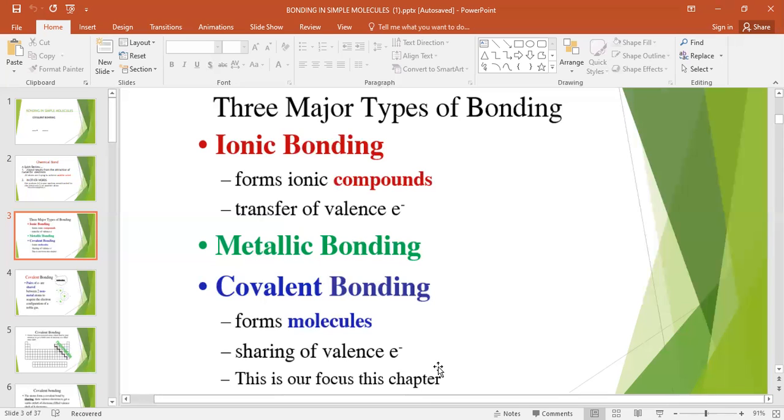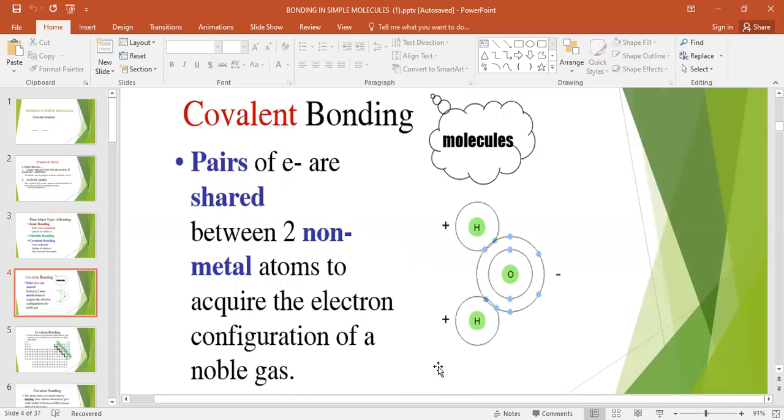But the last shell, the complete shell, we also call the valence shell. How many electrons are there? If they are going to share, we call them valence electrons, valence shell, like a stable shell.